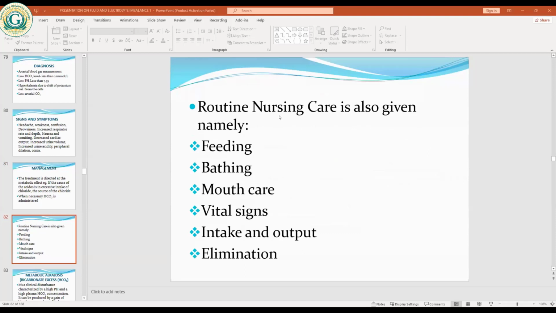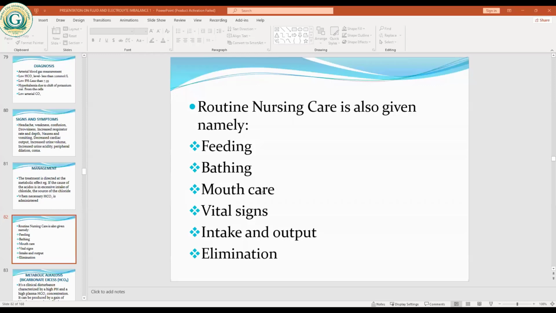After that, we add routine nursing care, which are feeding, bathing, mouth care. So you feed the person, get the person enough nutrients, bathe the person to remove the sweat and other things. Give the person mouth care because of mouth breathing. Check the vital signs. Monitor to make sure that the person is in a normotensive state. Intake and output. Make sure the person is not dehydrated. Check elimination levels. So all these routines and care are added to the care.